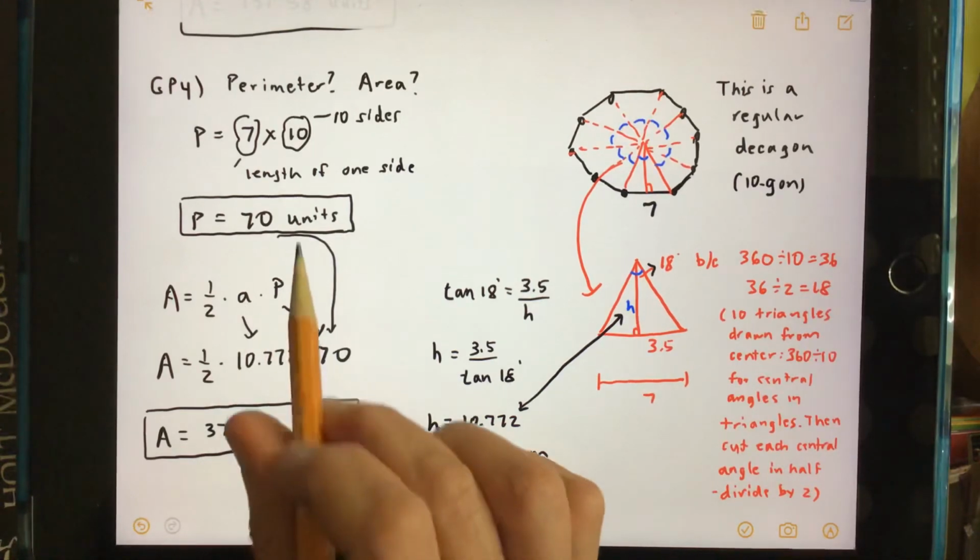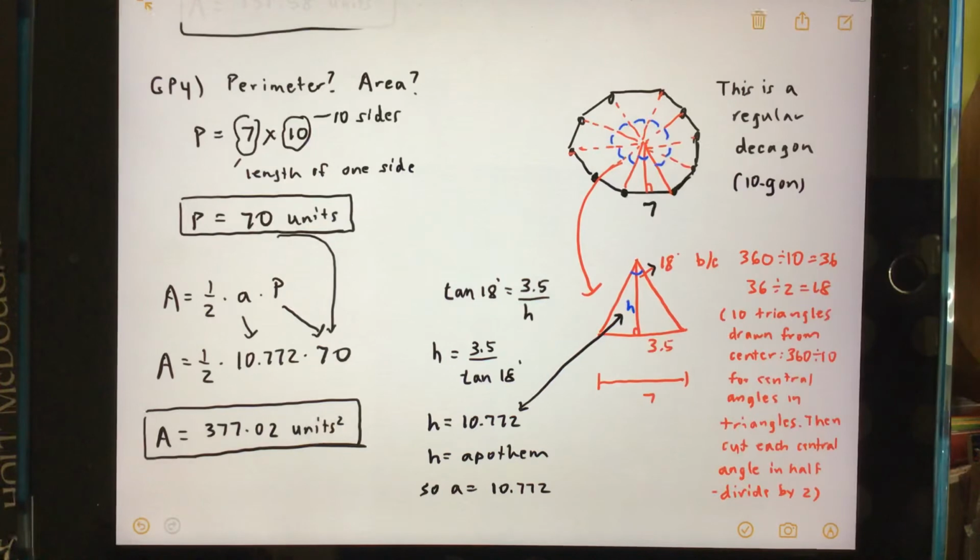I already figured out my perimeter was 70. Throw that all in your calculator, and you'll have 377.02 units squared for the area of this decagon, or ten-gon.